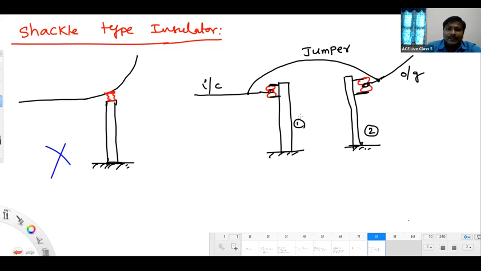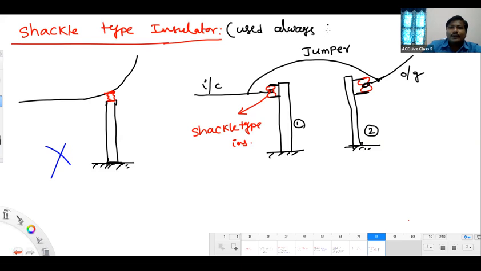Okay? Next. Whatever the insulator we are using in the dumbbell shape, that is called as shackle type insulator. Actually, this shackle type insulator is used only in the low voltage distribution system. Means less than 11 kV. So it's used always for voltage less than 11 kV, means only for the low voltage distribution system.